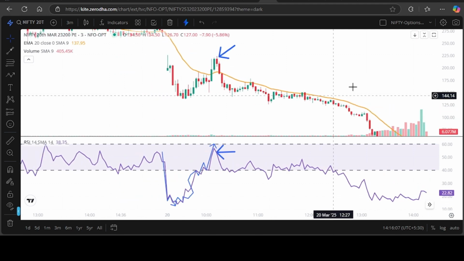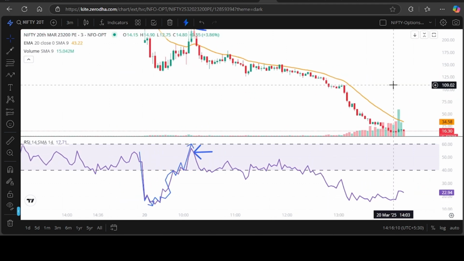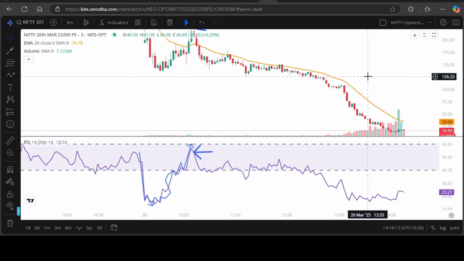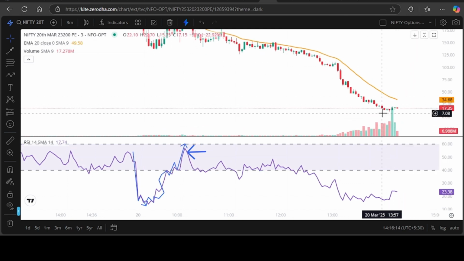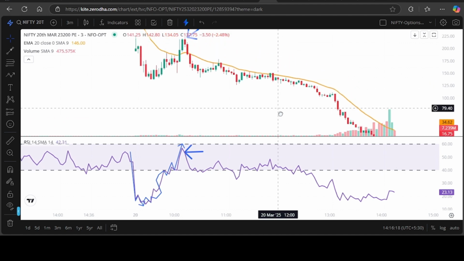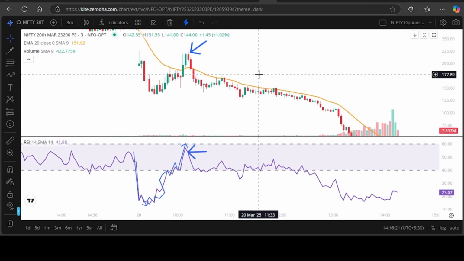Where am I right now? I'm at 16, right? 16. So the kind of profit that I'm making right now from this trade by implementing the support and resistance strategy, okay, it is huge.